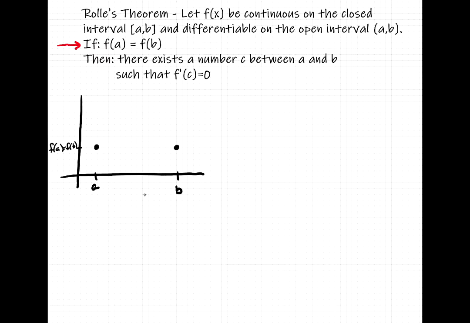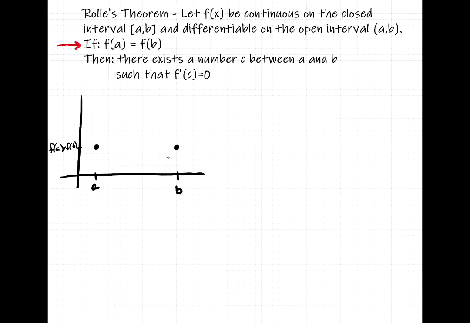Now visually, this means that we could restate Rolle's theorem from a graphical perspective and say, all right, if the function is continuous from a to b and differentiable between a and b, if f of a equals f of b, then the graph has a horizontal tangent line somewhere between a and b. So let's think about this. We have 2 points here. We have a comma f of a and b comma f of b, and they have the same y value.